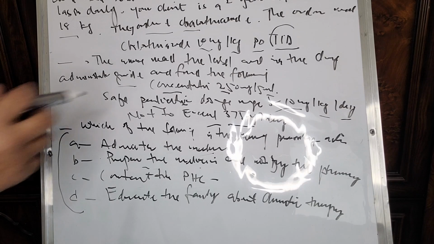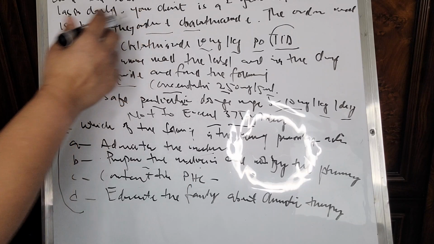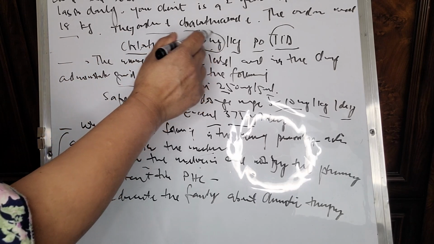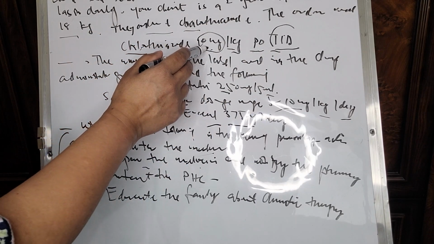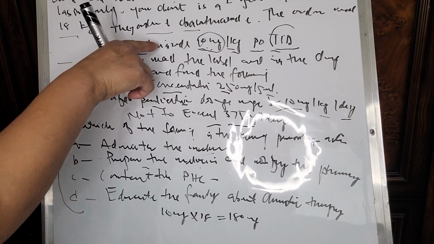Now, if we calculate, we will check what is our correct option. First we will see the chlorothiazide. The doctor ordered 10 milligram per kg PO TID. So first we will multiply 10 milligram by 18. 10 milligram multiplied by 18 is 180 milligram of this chlorothiazide.